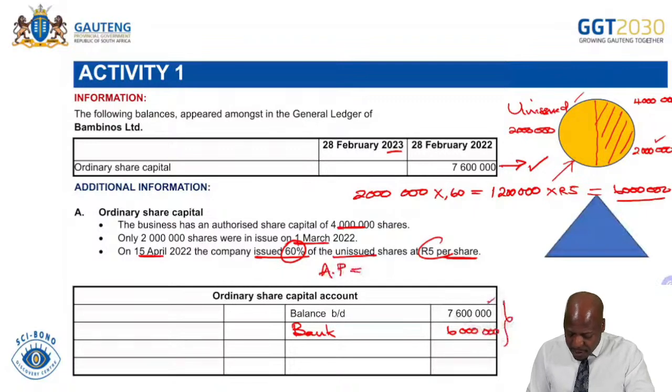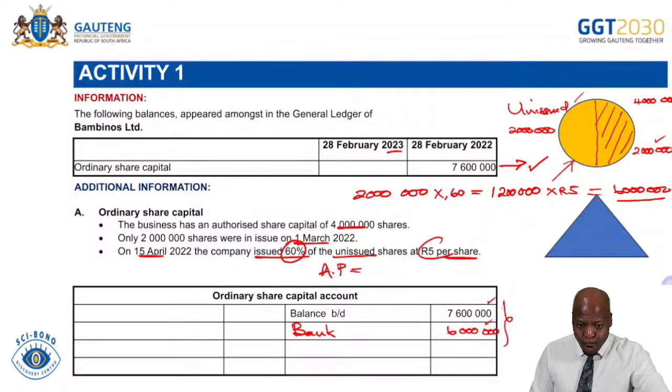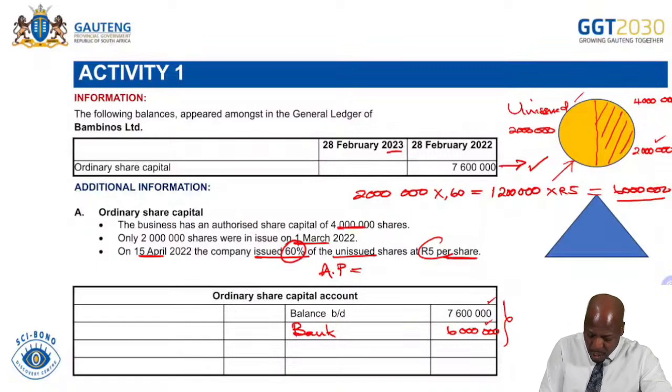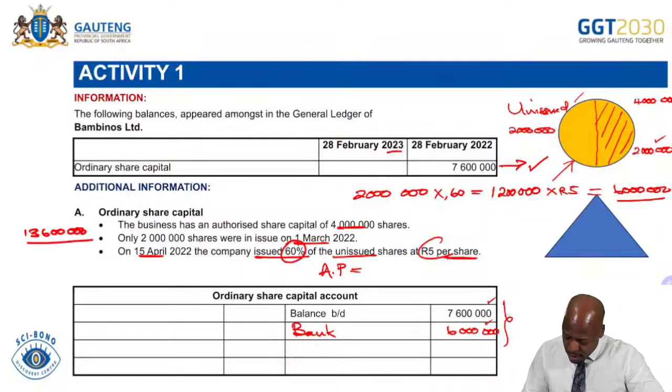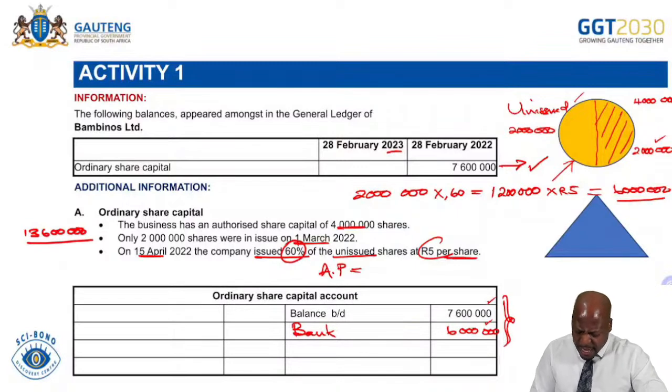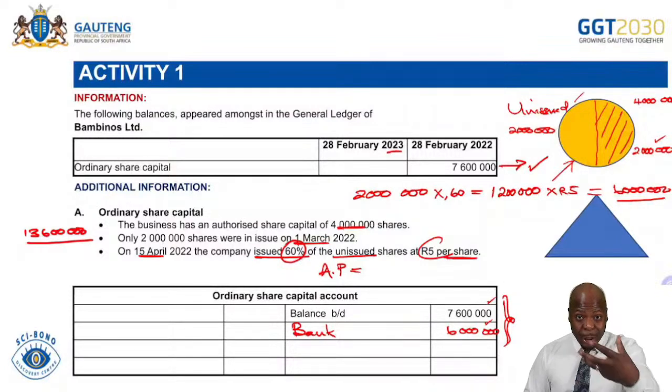It is your 7.6 and your 6 million. That is your share capital. So you're going to say your 7.6 plus 6 million. That gives you how much? I'm going to put it over here. That gives you an amount that is 13,600,000. So you get 13.6 million. Okay, I added these two amounts, and then I divided by the number of shares in issue. Number of shares that have already been issued.